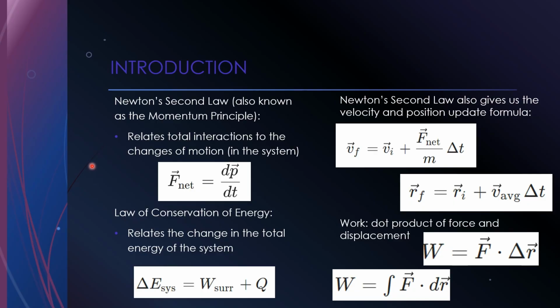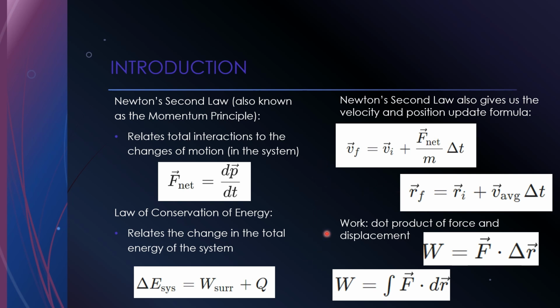Now, Newton's second law is also known as the momentum principle, and this relates the total interactions to the changes of motion in the system and can be seen by the following formula. Next, we have the law of conservation of energy, which relates the change in the total energies of the system, which can be seen by the formula right below there. And we also have Newton's second law, which gives us the velocity and position update formula, which will be very useful in our coding and modeling later in this lab.